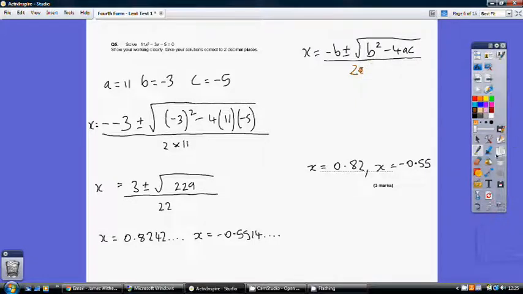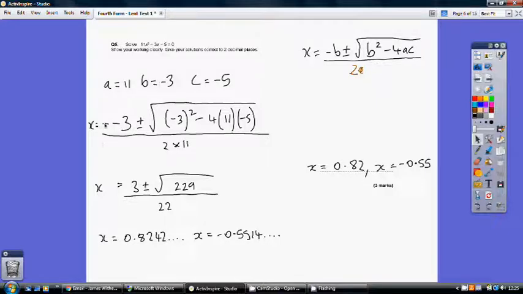Right, so the quadratic formula is there. That is given. It's given in your IGCSE. You just copy it down from the front of the paper. And remember, a is the coefficient of the x squared, which is 11. b is the coefficient of x, which is the minus 3. And c is the minus 5. So you just plug this into the formula.